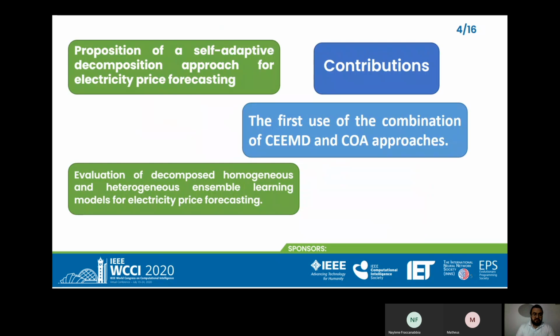So the contributions of this paper are the proposition of a self-adaptive decomposition approach for electricity price forecasting. Also, it is the first use of the combination of both CEEMD and COA approaches. And finally, the evaluation of the decomposed homogeneous and heterogeneous ensemble learning models for electricity price forecasting.